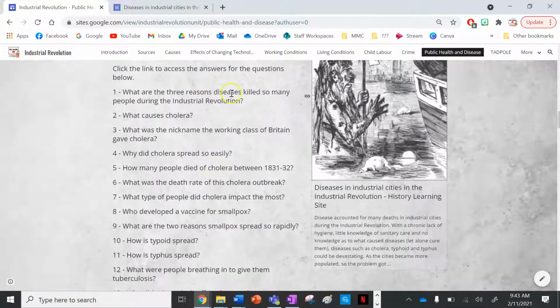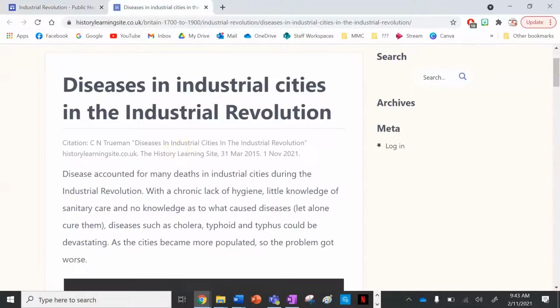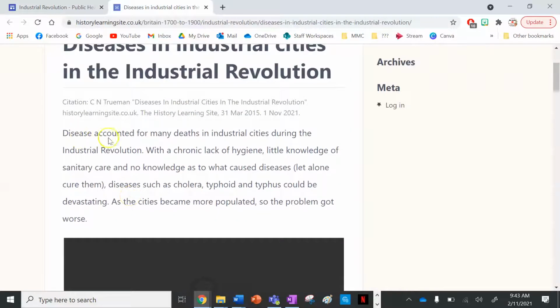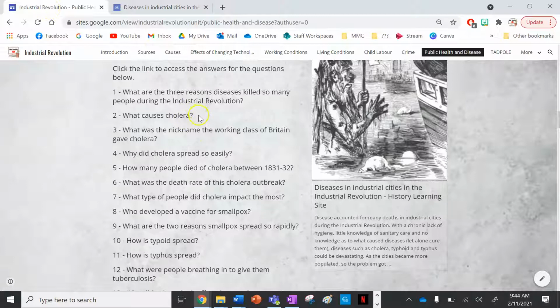So, what are the 3 reasons diseases killed so many people during the Industrial Revolution? Reading from here, diseases accounted for many deaths in industrial cities during the Industrial Revolution, with a chronic lack of hygiene, so that's one reason. Little knowledge of sanitary care is reason number 2, and no knowledge as to what caused the diseases, let alone cure them. So those are our 3 reasons.